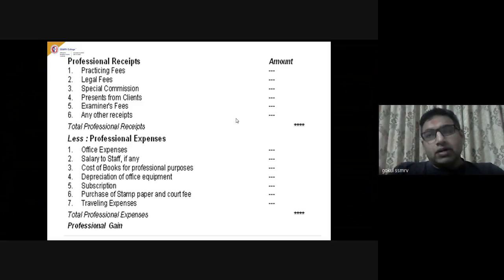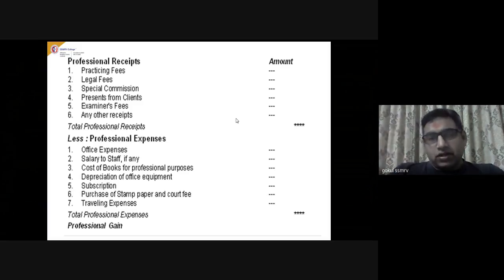Then he would require some books to update himself professionally. So the cost of those books also becomes part of his professional expenses. Then he will have some office equipment. So there will be some depreciation on that. Don't worry too much about how much the depreciation will be on each problem. They'll give you how much the depreciation is, so just go by that. And then subscriptions, if he's subscribing to magazines and journals which are part of his profession.